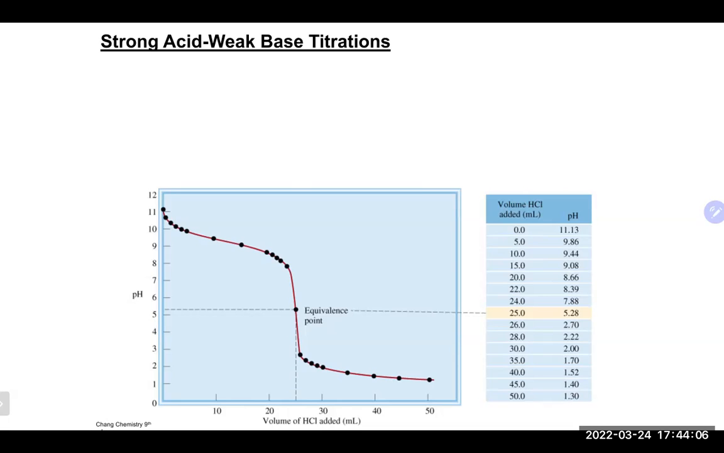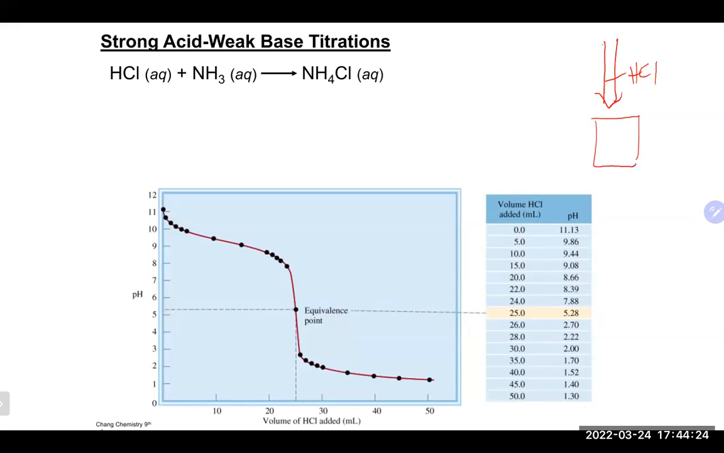And this is a little bit different. This is going to be a strong acid, weak base titration. So the setup here is a little bit different. Actually, up in the burette in this case is the strong acid. So we have the strong acid up there, and we're adding acid to, in this particular case, our weak base, which is down here.